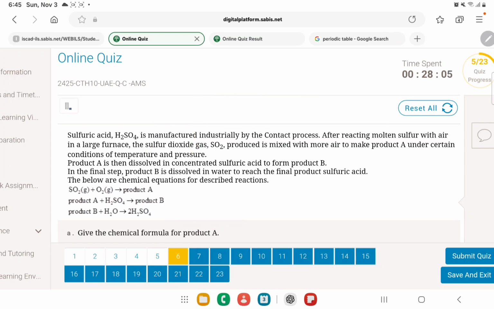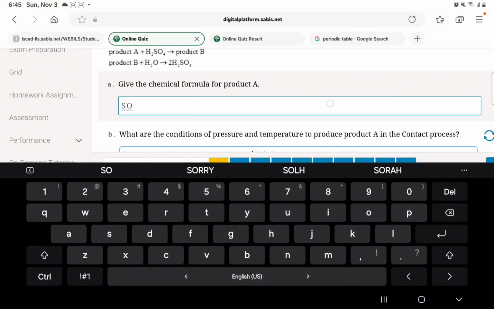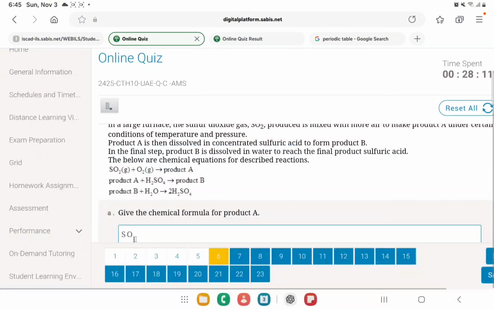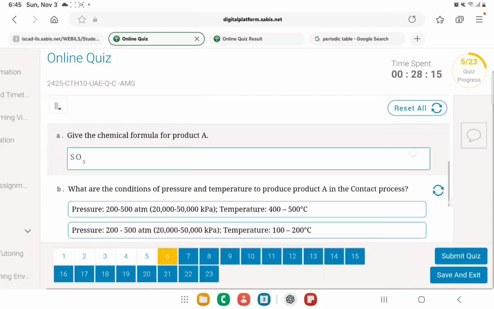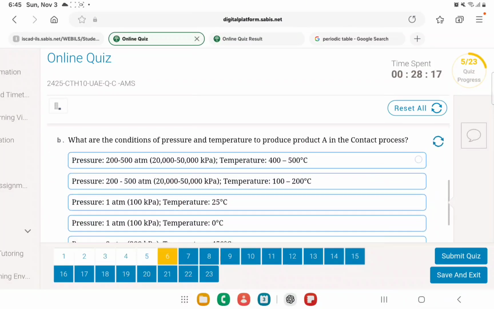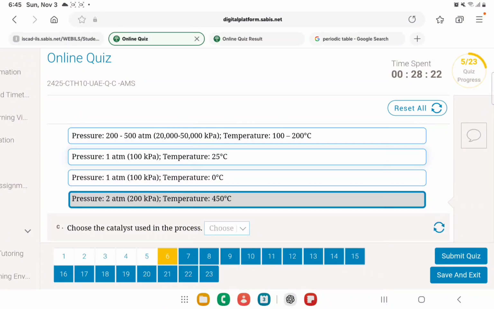Okay, so product A is SO3, and then we know that pressure is 200 kilopascals or 2 atm for 450 degrees Celsius, and the catalyst is vanadium pentoxide.